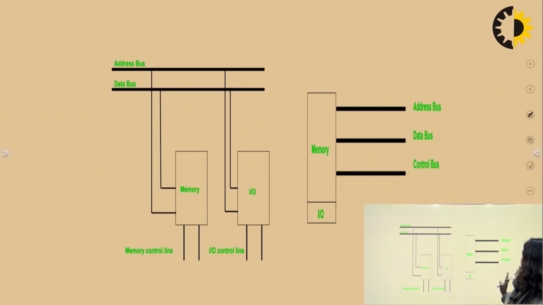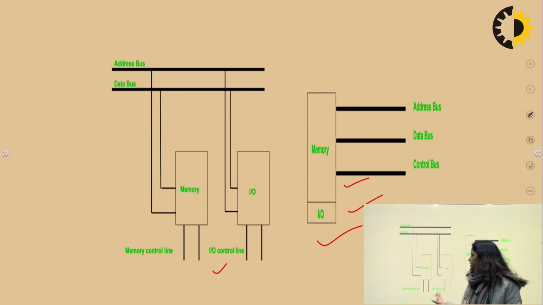This is where the memory and the input output devices use the address, data bus and control bus commonly, but they have separate sets of instructions. And this one is the isolated scheme. It is a memory mapped scheme of bus organization and data transmission.